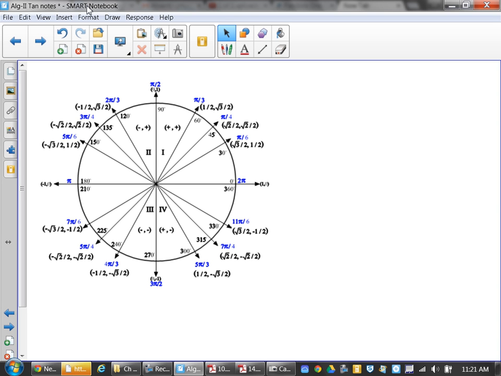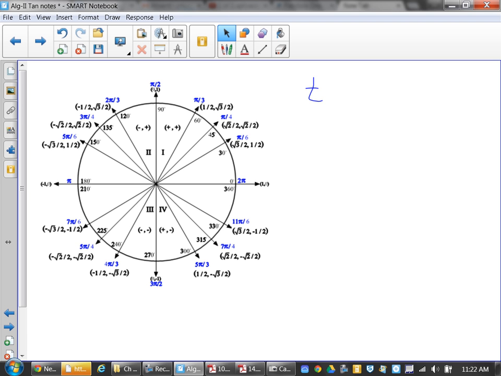This stuff all comes out of the unit circle again. When you go back and look at just the whole idea of what tangent is, remember, tangent is y over x.